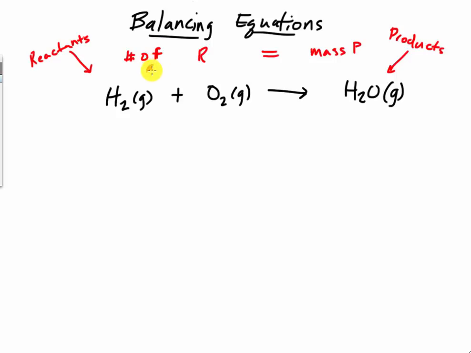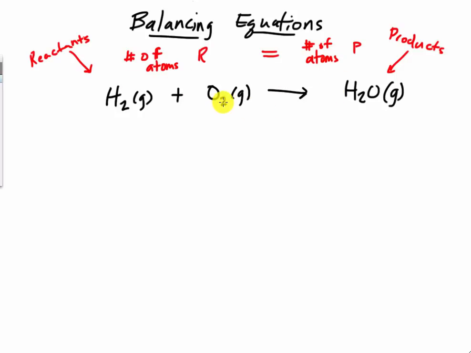Because if you think about it, if I have 2 hydrogen here and 2 hydrogen here, wouldn't the mass be the same? Right? It would be exactly the same on both sides of the reaction. So really what we're doing when we're balancing equations, we are looking at the number of atoms on the product side and the reactant side being exactly the same.